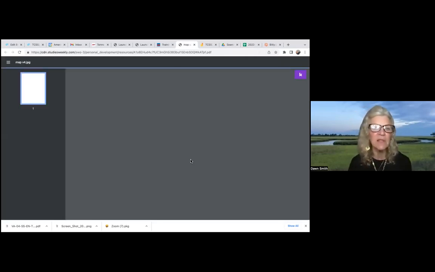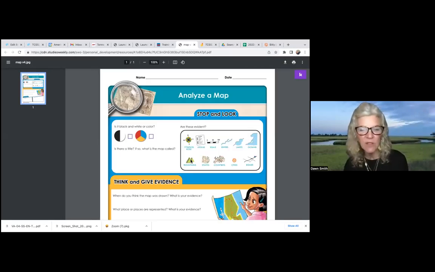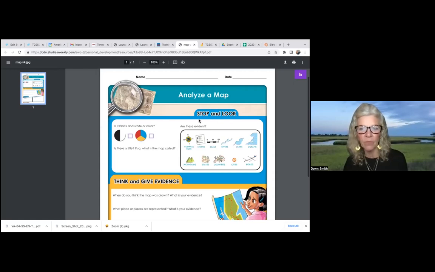Now, the difference in these and the ones that you will be able to pull up with DocTeach is just that there's more color because they're primary, and they are organized in a different way. But you'll notice, just like See, Think, Wonder, it has this Stop and Look where we're just looking at attributes, and then Think and Give Evidence. And then at the bottom, there is a tab where you can ask questions.